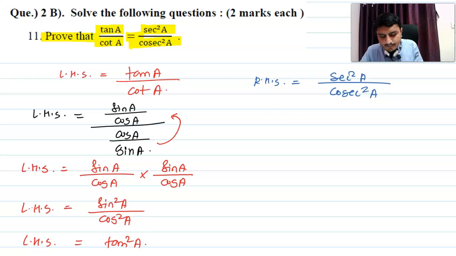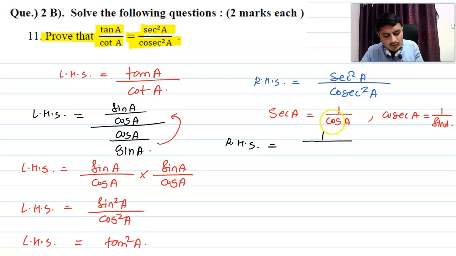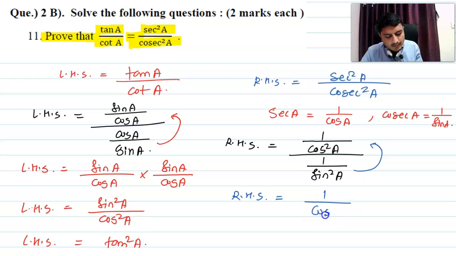Now we well know sec A is the reciprocal of cos A, while cosec A is the reciprocal of sin A. So we can write the RHS as follows: squaring on both sides, sec square of A equals 1 upon cos square of A, and cosec square of A we can write as 1 upon sin square of A. Once we shift the denominator to the numerator, its reciprocal becomes the multiplier, we have 1 upon cos square of A into sin square of A divided by 1.